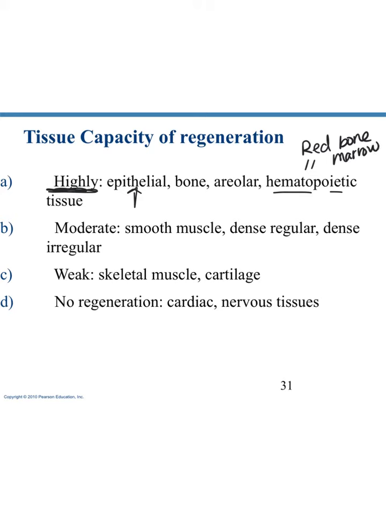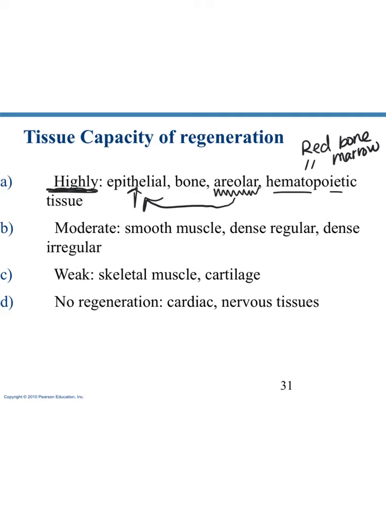And that's where actually all blood cells are produced. The type of connective tissue, loose areolar, which is always found underneath epithelial. It's highly regenerative as well. And then bone. Moderate, so it still regenerates pretty well. We have smooth muscle, which forms all of your hollow organs.